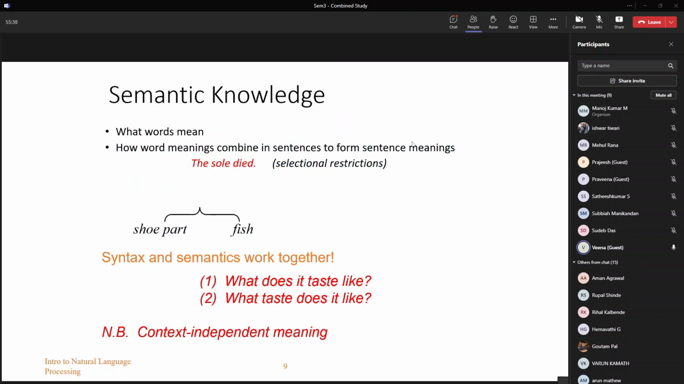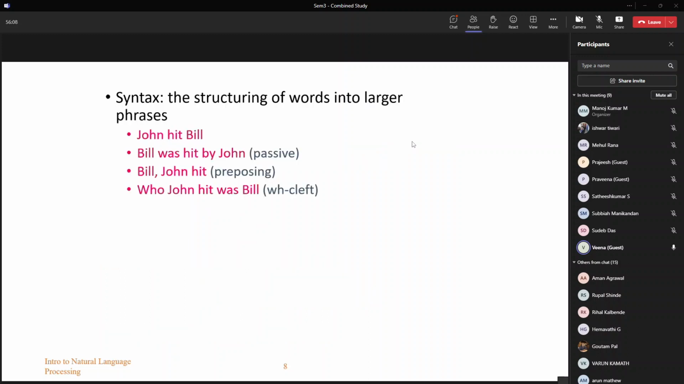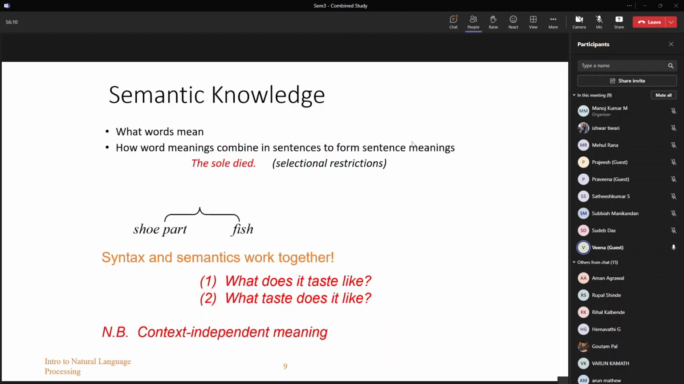Next is semantic knowledge, what a particular word means. So one is syntax, the second is semantic. Syntax is the structuring of the words. So here, what does it taste like? What taste does it like?